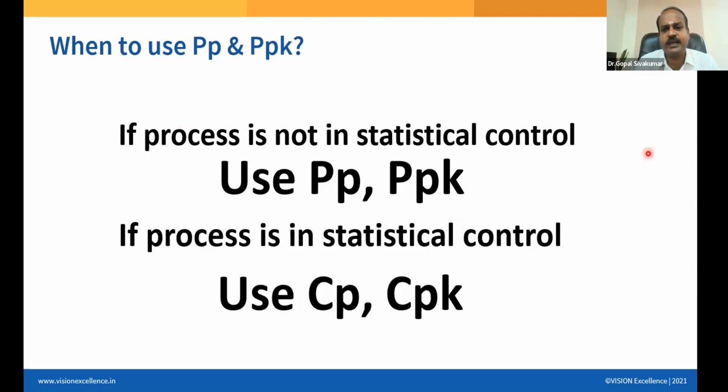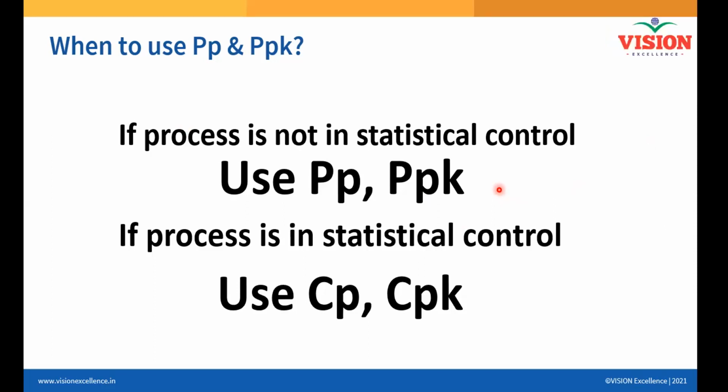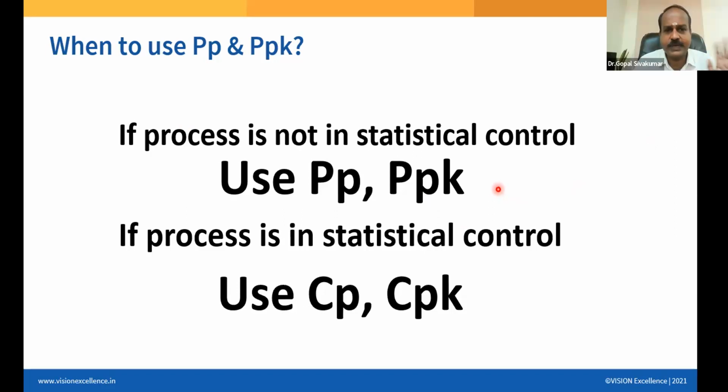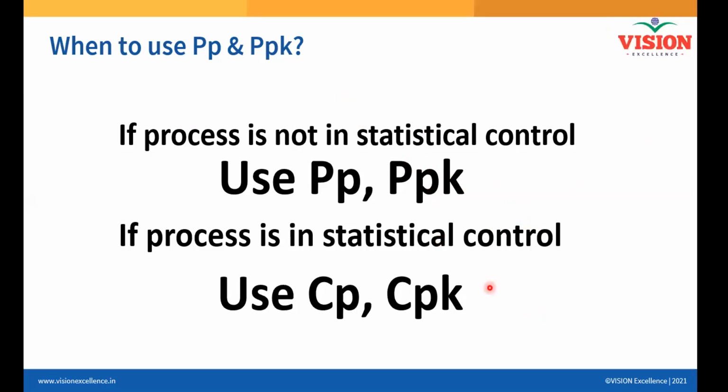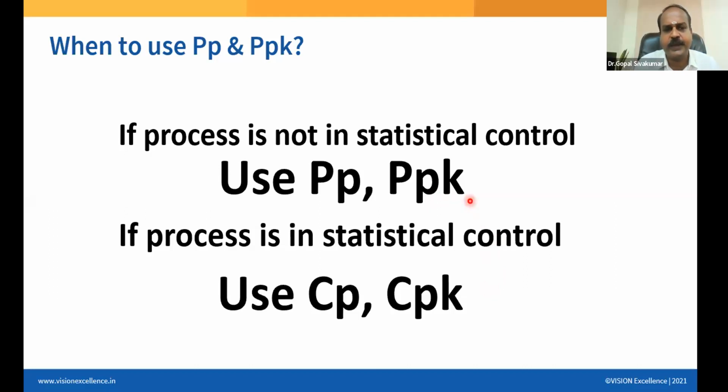Because what is our understanding? If the process is out of control, we are not even supposed to conduct the capability study. That is the correct guideline, correct recommendation. But if there is no option, at least look at the PP/PPK, because we know PP/PPK can be a better indicator of the long-term performance. So that has more potential to predict the future than CP/CPK. So at least look at the PP/PPK.